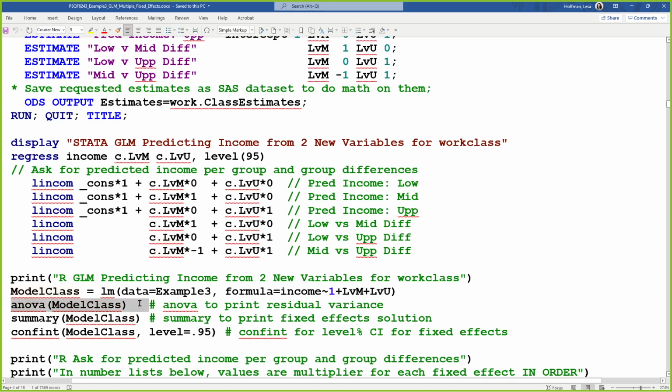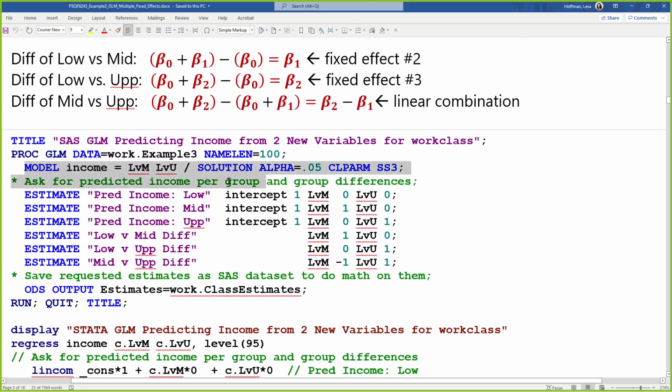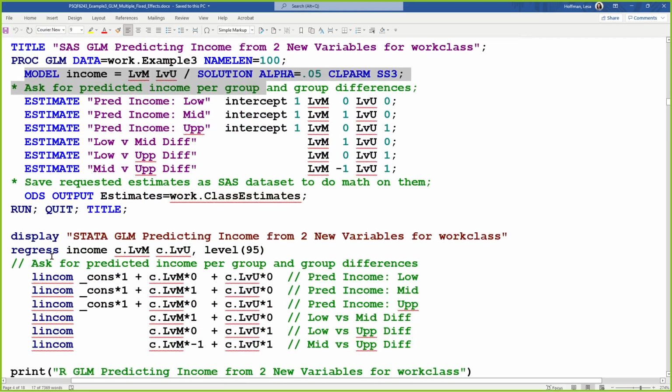The ANOVA option prints residual variance, which is the first thing that I ask about to see if you've got your model correct in homework. And it's also a useful summary of what happened with respect to your prediction. Summary then actually prints your results, and confidence intervals then are obtained with this confit option right here. So it takes all 4 lines to get to the same output that is included by default in the model statement of SAS or the regress command of Stata.